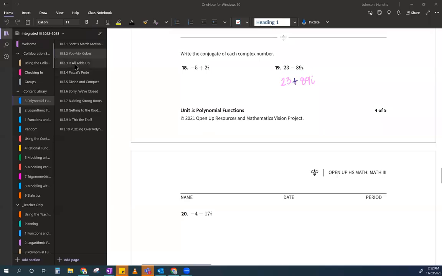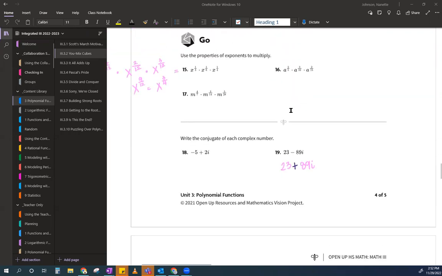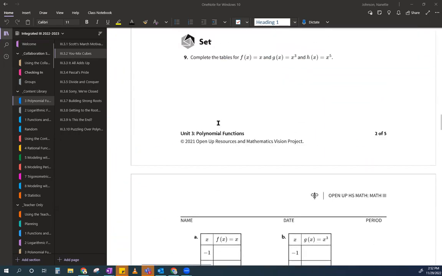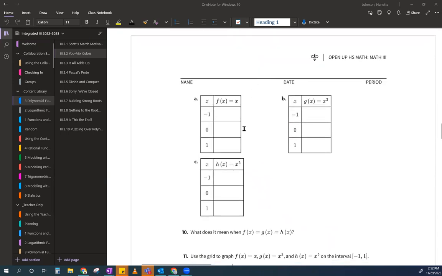Okay, so we're going to go over 3.2 and we're going to do a couple of random problems. Actually, it's up here. We're going to start with number 9 and then move to 10 and 14, and they're all linked with these functions here. So here it just says to complete the tables. And so all they want you to do is literally just plug in.